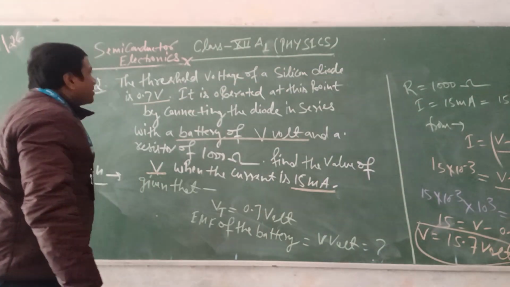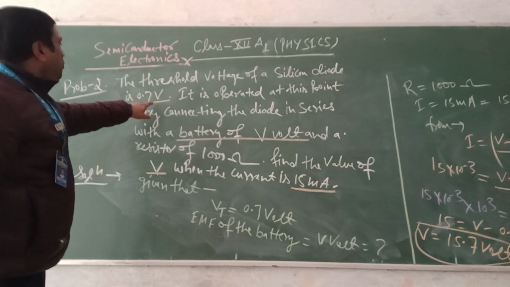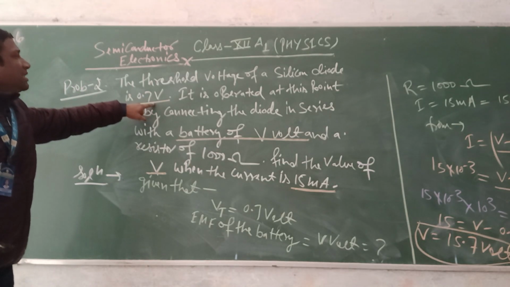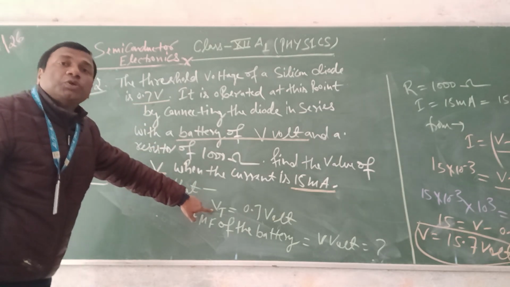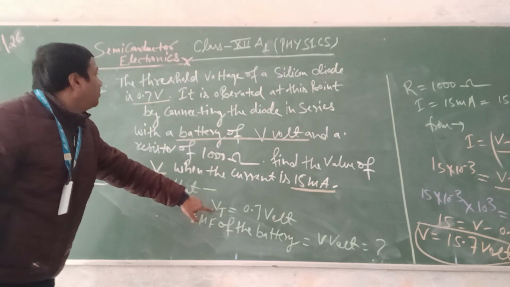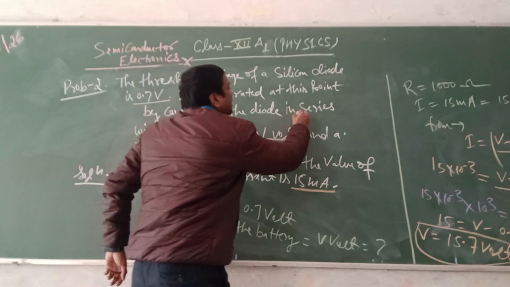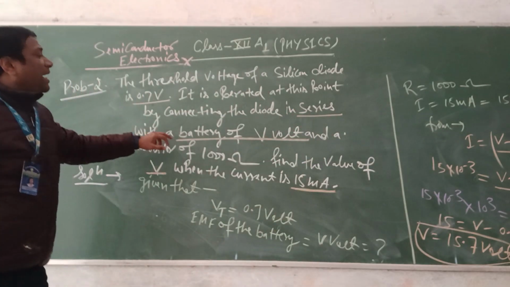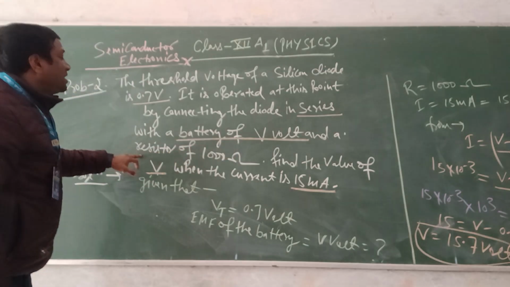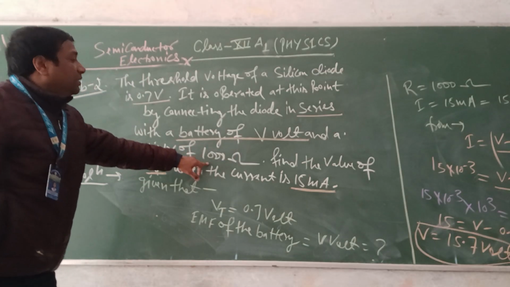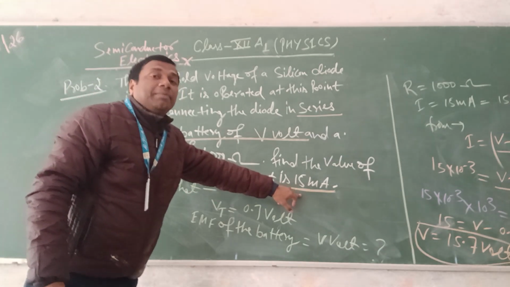The next problem: the threshold voltage of a silicon diode is 0.7 volt. The threshold voltage symbol is Vt, T for threshold, V for voltage. It is operated by connecting the diode in series with a battery of V volt and a resistor of 1000 ohm. Find the value of V when the current is 15 milliampere.